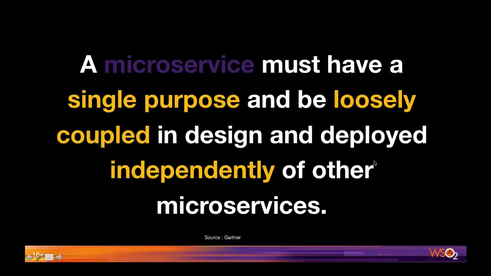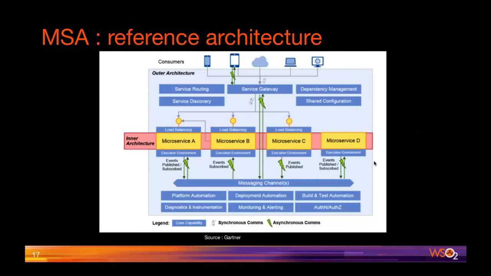Basically, a microservice addresses a single purpose. That's where the scope comes into the picture, and it enhances the loosely coupled nature and makes a set of services independently deployable, without any dependency on other services or the systems running in the data centers. So this is a reference architecture that Gartner released about what a microservices architecture looks like.